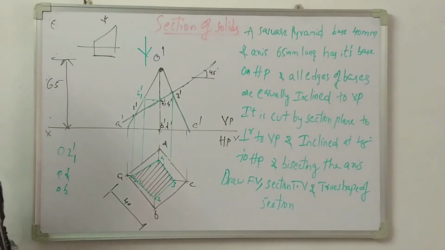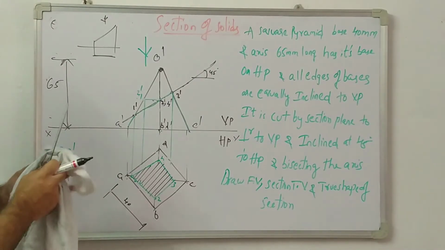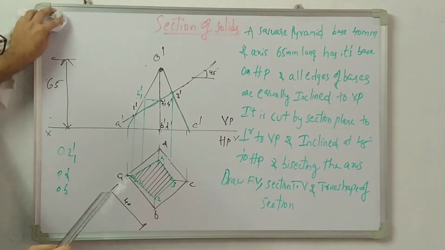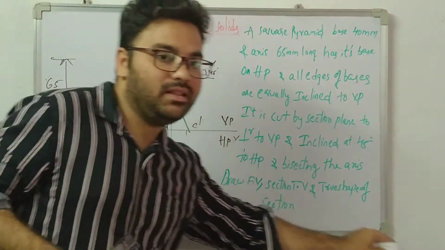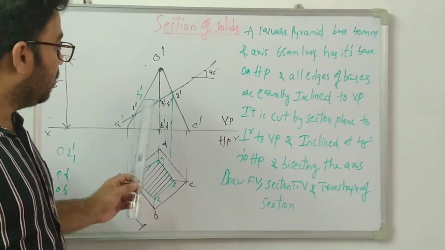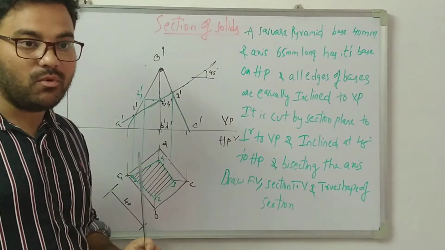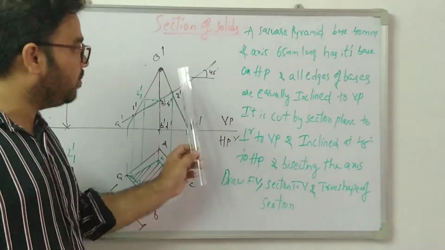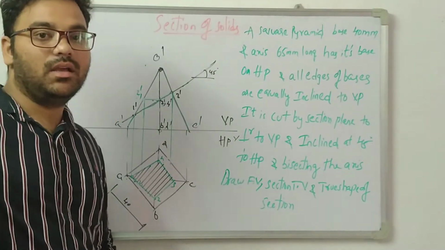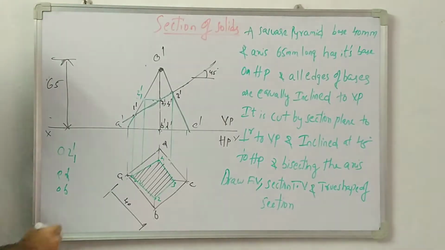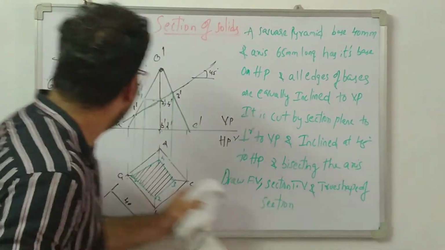To get the true shape of this object, what is the procedure? To get the true shape, what I am going to do, now see here. I explained in the section of solids part 1 video that whenever the axis is inclined to the HP or VP, we should get the true shape in the auxiliary plane. So we will get the true shape in the auxiliary plane.